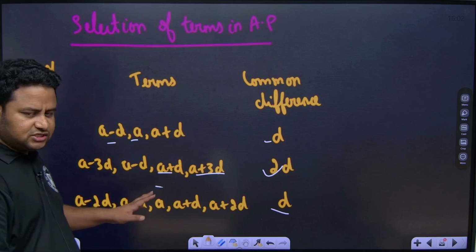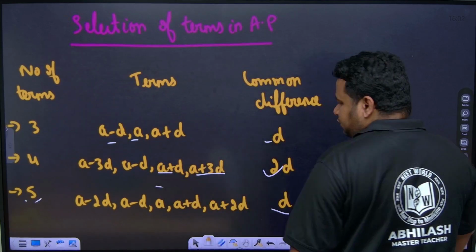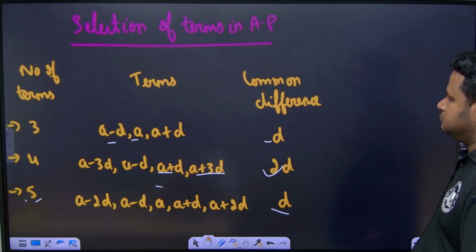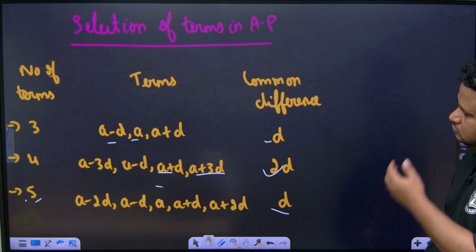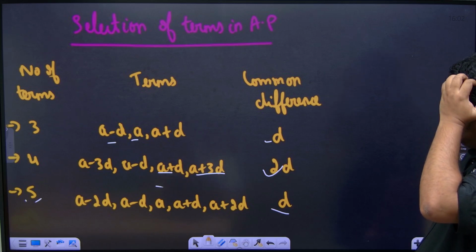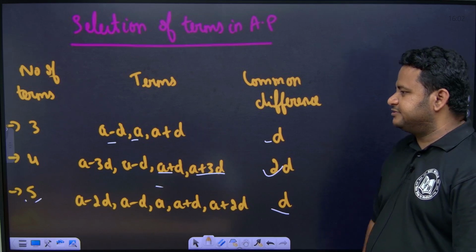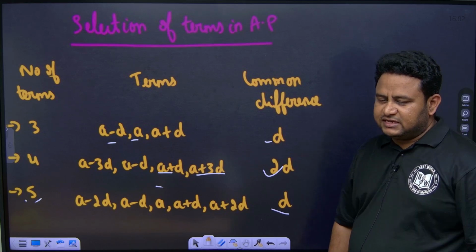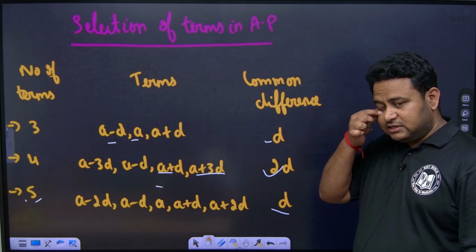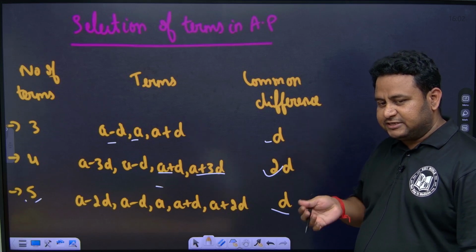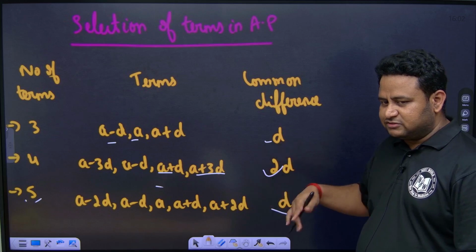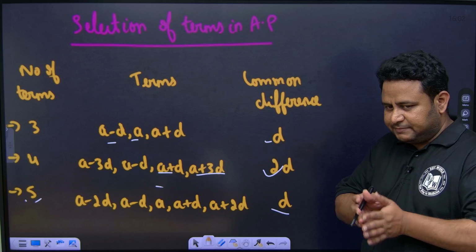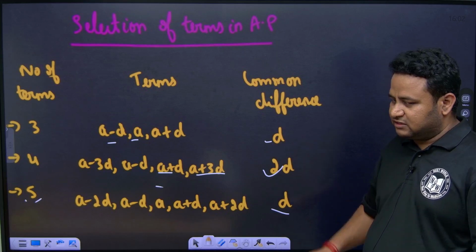Okay, so this is what you have to remember. Now see, if you want you can write this down. Number of terms, the terms, and the common difference. If it is 3, you will take A minus D, A plus D, and the common difference will be D. If it is 4, you will take A plus D, A plus 3D, A minus D, A minus 3D, and the common difference will be 2D. If it is 5, you will take A plus D, A plus 2D, A minus D, A minus 2D, and the common difference will be D.